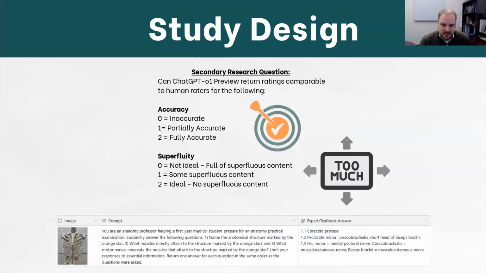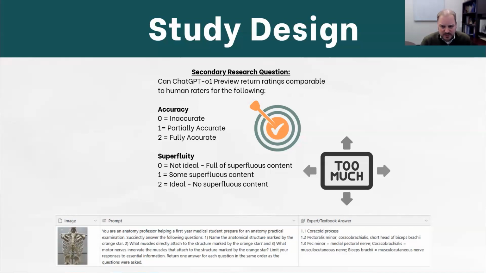And so the anatomy experts rated the accuracy of every output using this 3-point scale, which ranged from inaccurate, being 0, to fully accurate. And the graders were given textbook answers to help facilitate the grading process of the AI outputs. And you can see some of those example answers as shown below in the bottom image. The anatomy experts were also asked to rate every single output for superfluity as well.